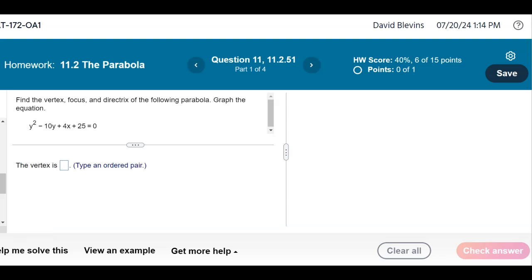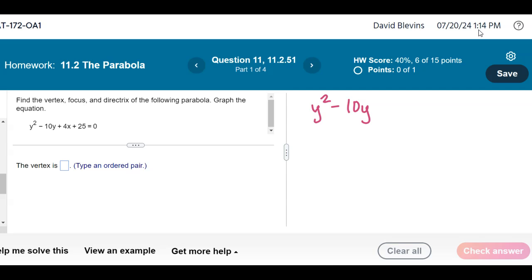Hey, true class, let's look at one of these problems. It's a parabola, but it's not in that vertex form where I can clearly see the vertex of the parabola. So what I want to do in this case is group the y's together and move the x's to the other side. So I'm going to group the y squared minus the 10y.